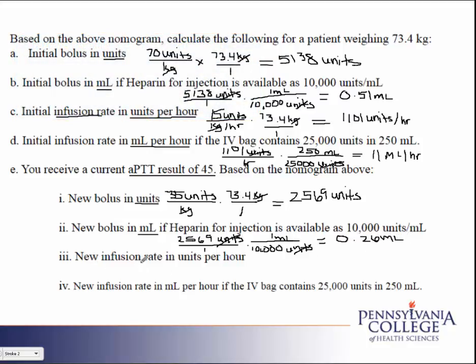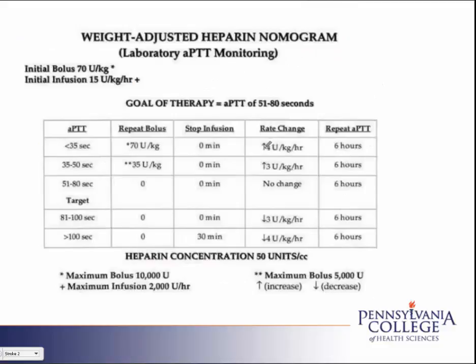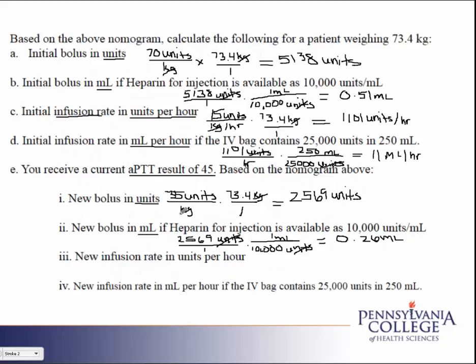Next, it asks me about the new infusion rate in units per hour. When I look back at my protocol, the new infusion rate is to be increased by 3 units per kilogram per hour. The label on that increase was units per kilogram per hour. So I need to find where I had units per kilogram per hour, and I had that in part C. I was at 15, so 15 plus 3 gives me 18 units per kilogram per hour.